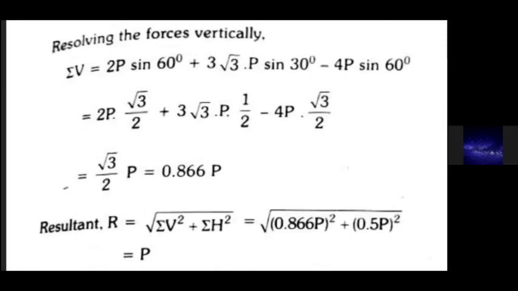So resultant R equals under root sigma H square plus sigma V square. Substitute sigma V, that is 0.866P whole square, plus 0.5P whole square, and we will get the P value. So the resultant R of the 4 forces equals P itself.